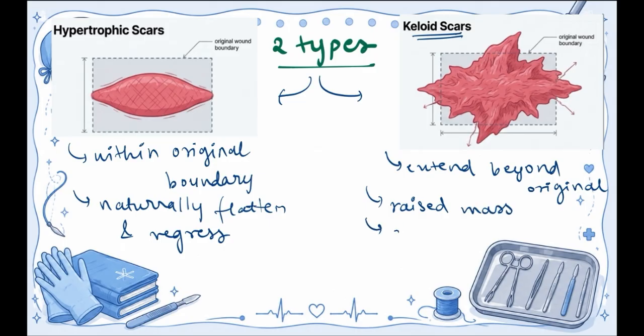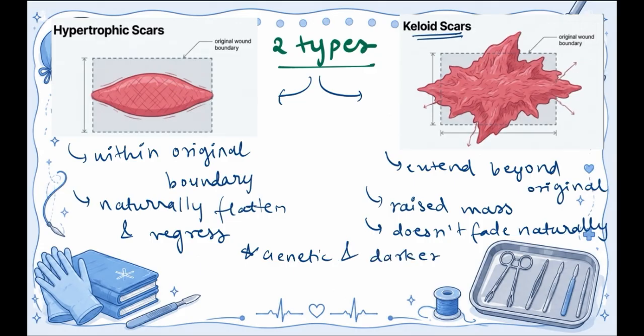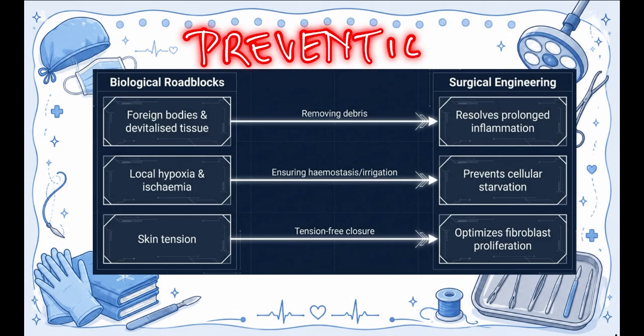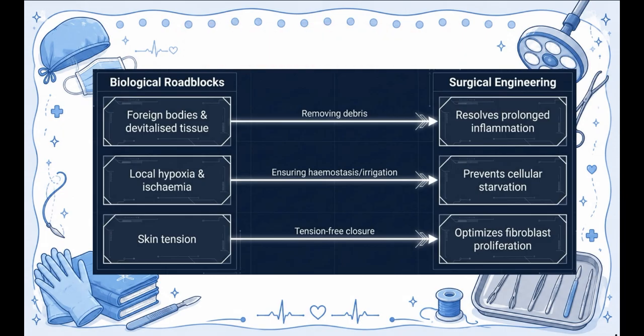A keloid scar, on the other hand, does not respect these boundaries. It aggressively extends beyond the original injury. It forms a raised mass, and it will not fade naturally. Genetics and darker skin pigmentation are strong risk factors for this aggressive type of scarring. To prevent these pathological outcomes, clinicians work to actively engineer an optimal environment. They deliberately remove biological roadblocks.